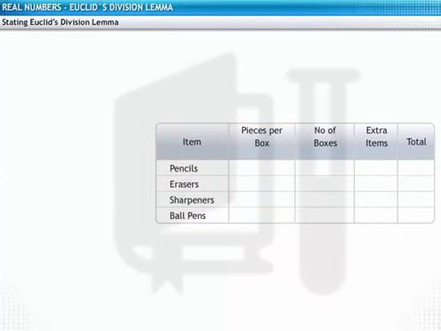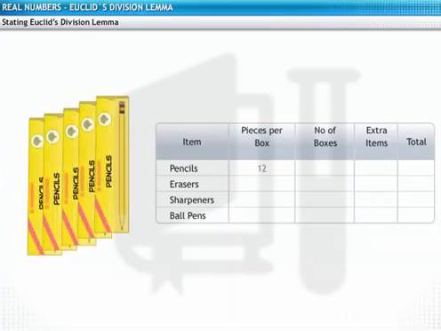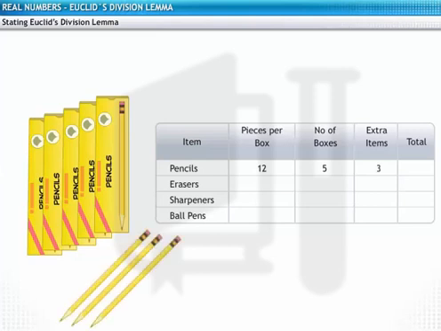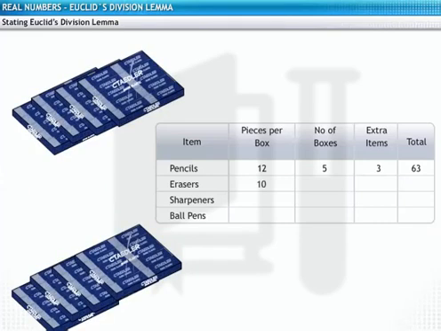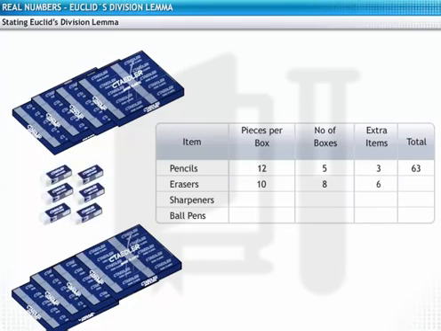Now, let's follow Mr. Chatura as he fills his table. Each box of pencils has 12 pencils, and Mr. Chatura has 5 such boxes. This means that there are 60 pencils in the boxes. He also has 3 extra pencils. Thus, the total number of pencils is 63. Each box of erasers has 10 erasers, and Mr. Chatura has 8 such boxes. This means that there are 80 erasers in the boxes. He also has 6 extra erasers. Thus, the total number of erasers he has is 86.